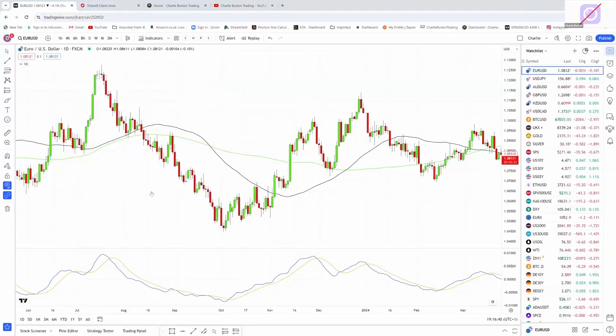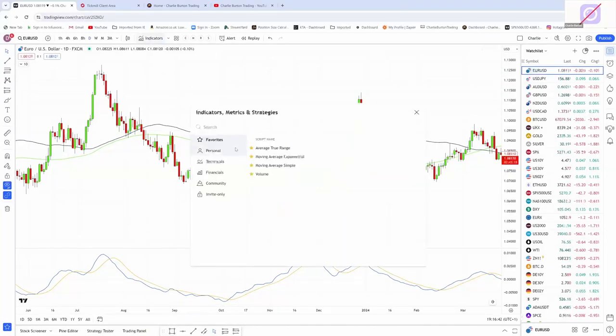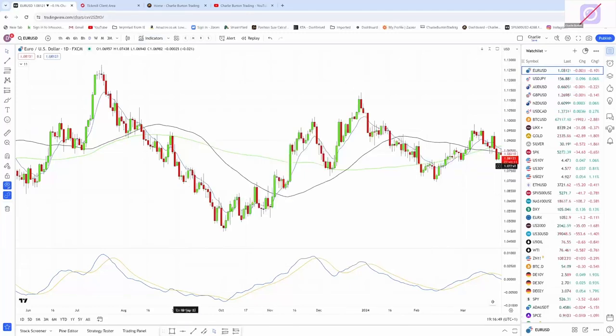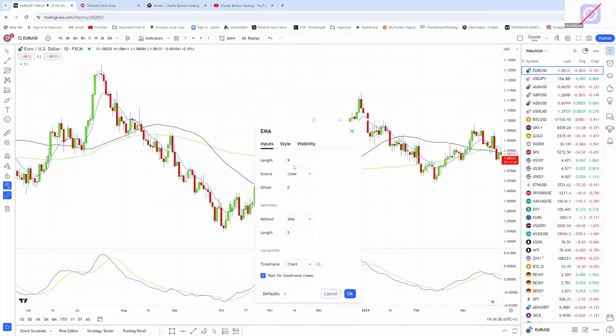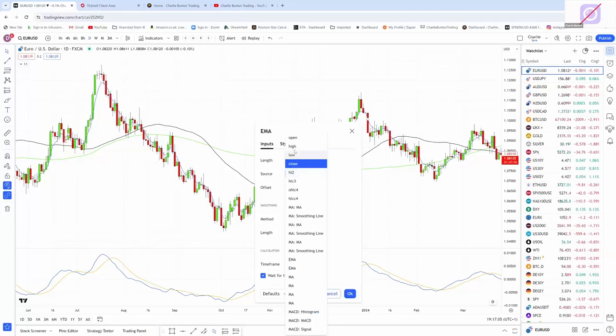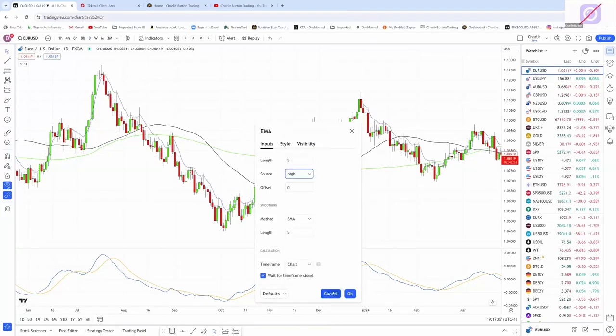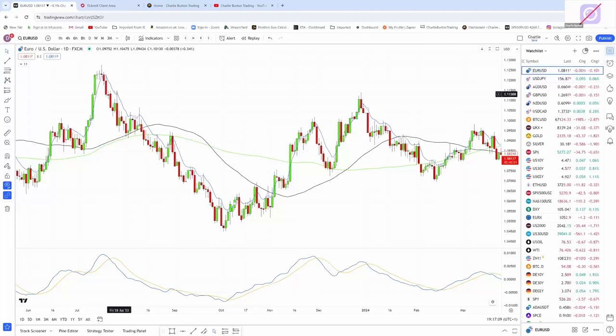Let me put an indicator on. Let's put a moving average on, moving average exponential. I think it's defaulted to EMA. Let's go to the inputs. Let's change that to a 5. You see the source is the close, so it will default to the close. I don't want it on the close. I want it set to the high. There we go. So I've now put one moving average on there, set to the high price.